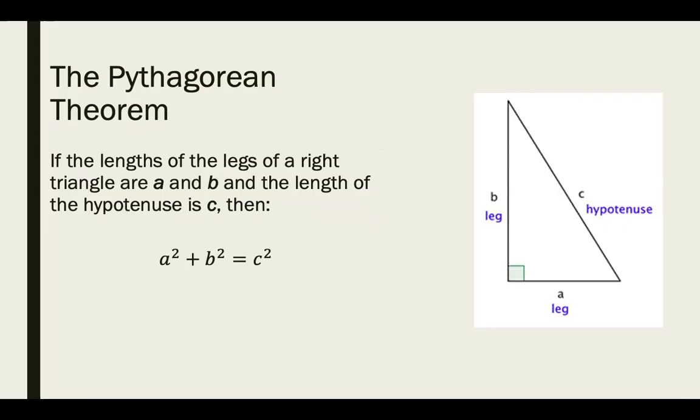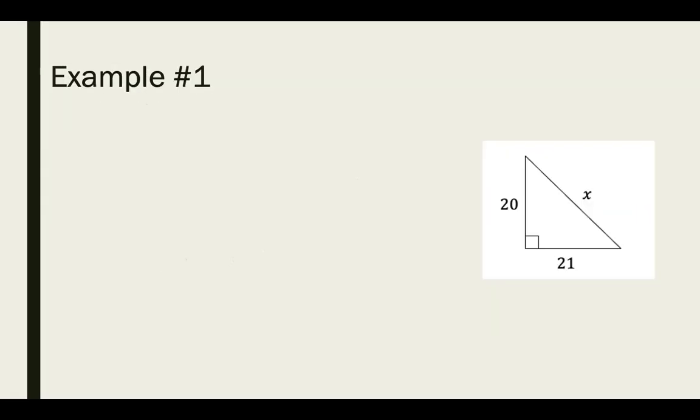Just a reminder that the hypotenuse is always the side of the triangle across from the right angle, and the hypotenuse is always the longest side of a right triangle. And then the two legs are the sides adjacent to that right angle. So let's look at how to use the Pythagorean theorem to solve for a missing side of the triangle.